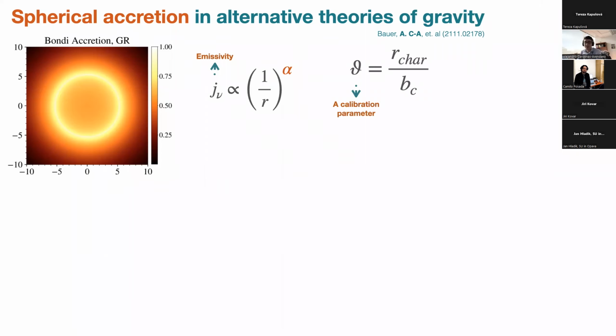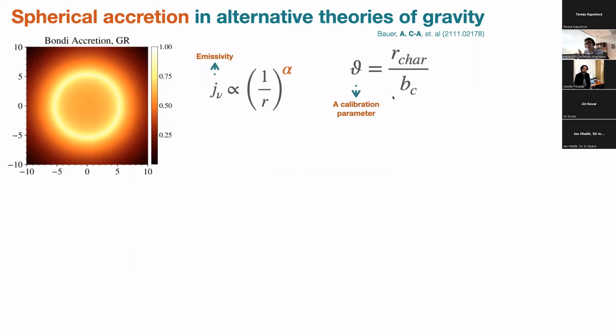So I can derive, in a very simplified manner, what the EHT does. They need to calibrate. So you can derive a calibration parameter, which is going to depend on a characteristic radius, I'm going to tell you that in a second, divided by the impact parameter or the critical parameter. For the experts in the audience, this is also known as the boundary of the black hole shadow.